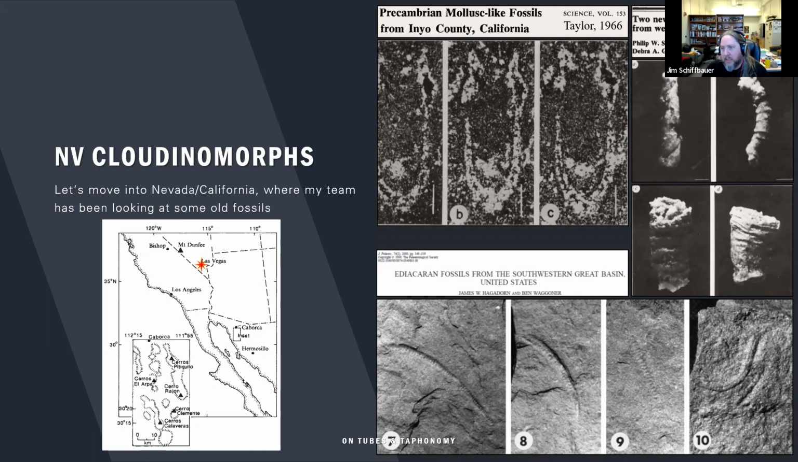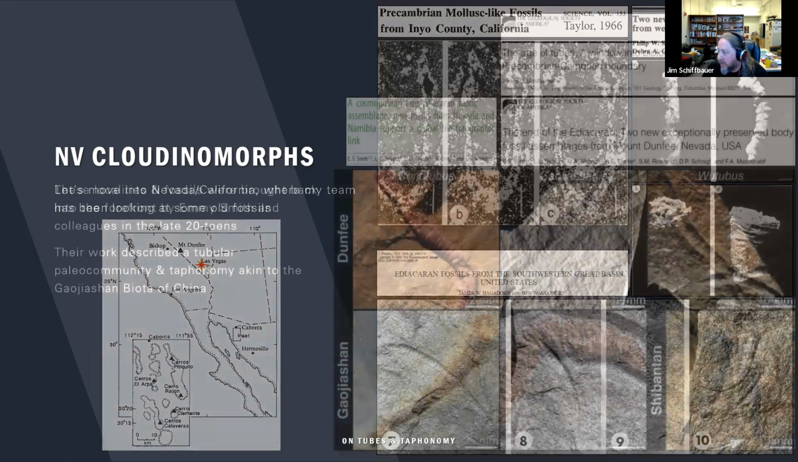Figuratively and literally, this is the work that Taylor and Phil Signor and Mark McMenamin and Hagedorn and various other folks have done to describe all of these back in the 60s through the 80s. So we're talking 50 years ago in some cases. And we've been trying to bring these back to the forefront a bit.